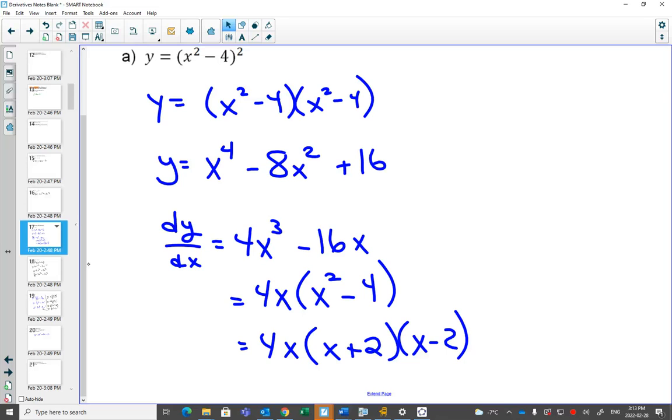So after you get your answer, make it like a little challenge. If the answer key had this, could you manipulate your answer and get what the answer key has? And that's where your algebra skills are really going to take off and get stronger and stronger and stronger.